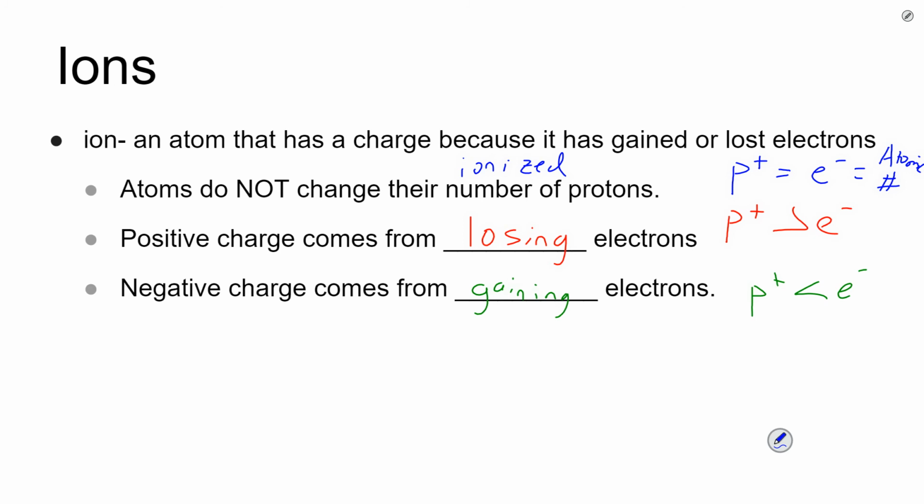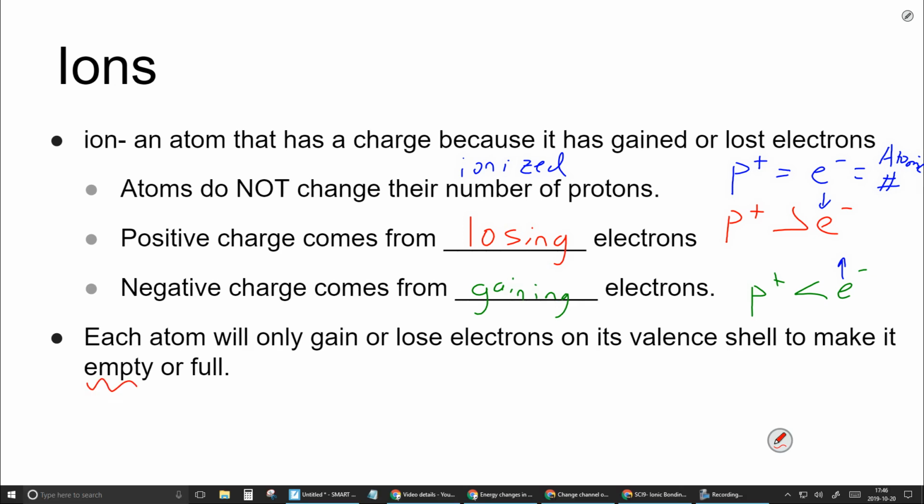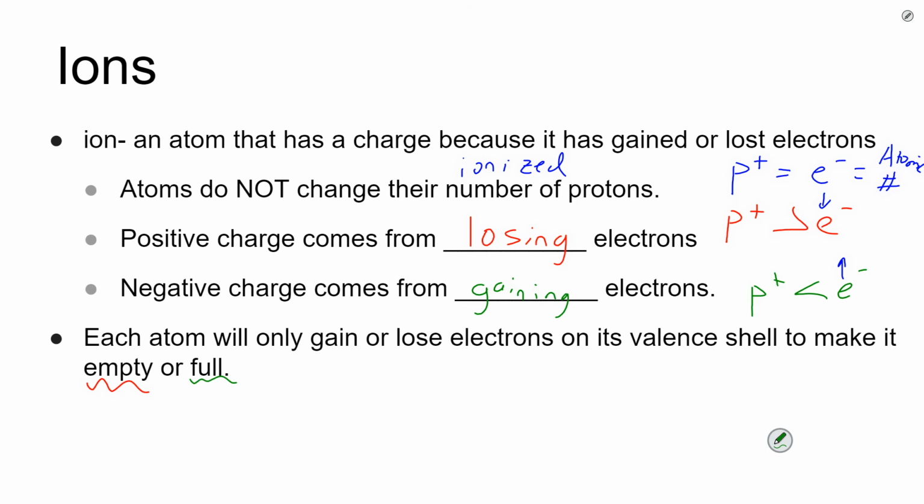And so if you lose electrons, then the number of electrons goes down, and you end up with fewer electrons than protons. If you gain electrons, then the number of electrons goes up, and you end up with more electrons than protons. And again, a reminder, each atom will only gain or lose electrons on its valence shell, to either empty it out, and if they empty it out, then the prior level was filled up, and so its outermost energy level is full, or to fill it up, in which case the outermost energy level becomes full.